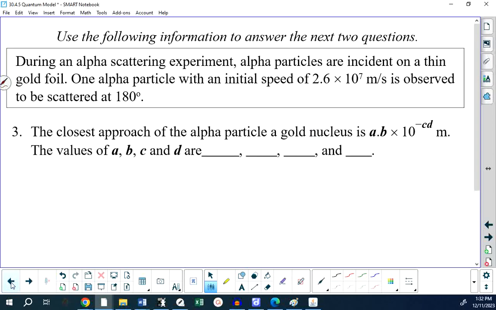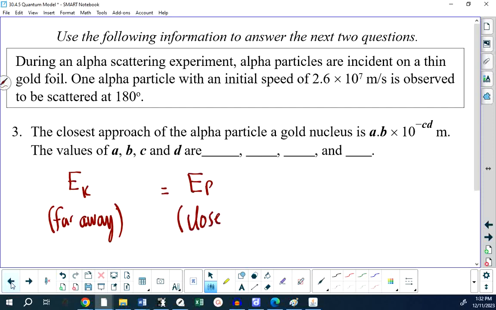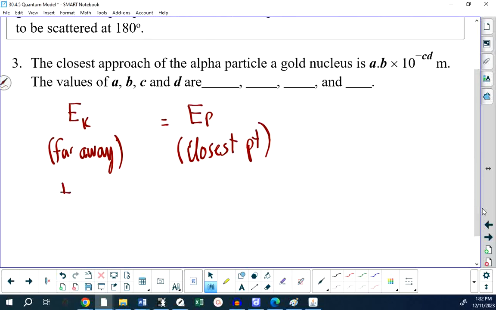So what is the question? What is that distance of closest approach? Well, if the kinetic energy it has far away is equal to the potential energy it has at the closest point, then we can write 1/2 mv squared equals k q q over r. It's that simple.